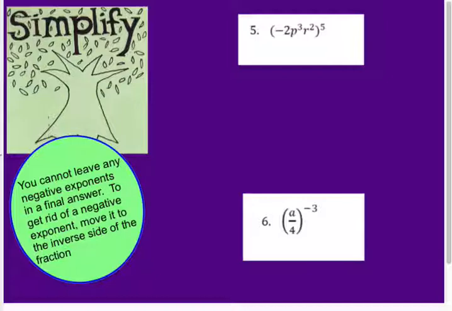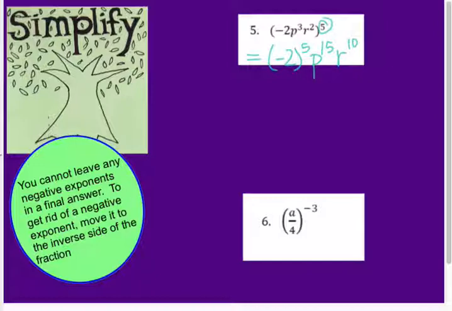Example 5. Okay. This is our power of powers property. So I'm going to take everything to the 5th power. Okay. So I'm just going to rewrite. It's really negative 2 to the 5th. P, well, 3 times 5 is 15. And R, 2 times 5 is 10.